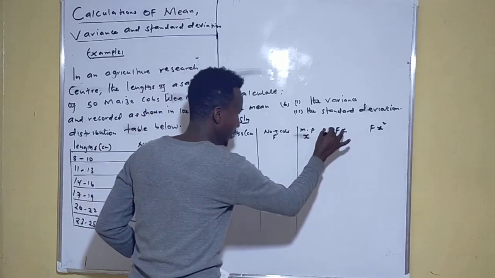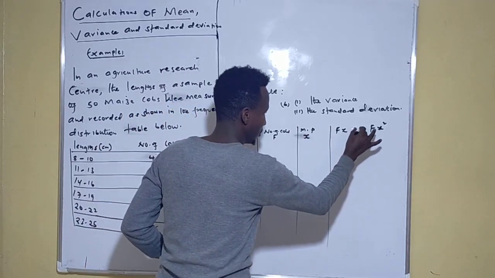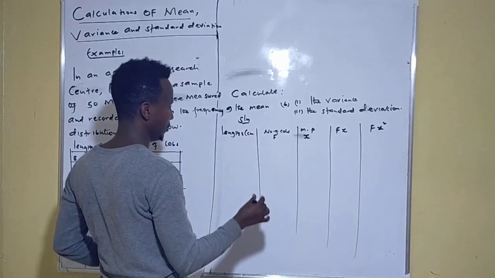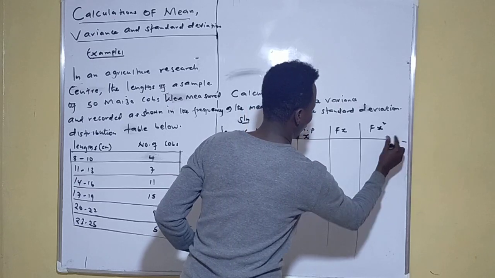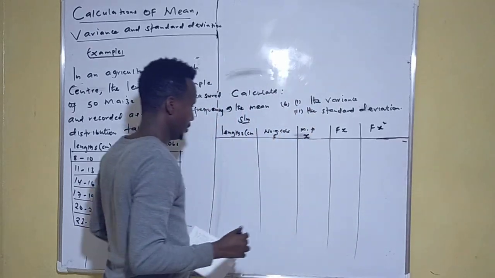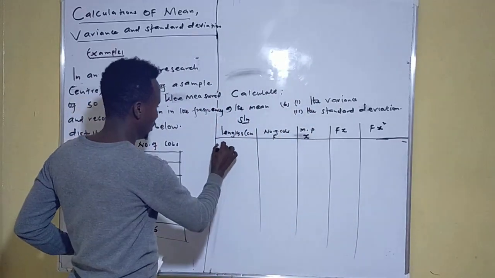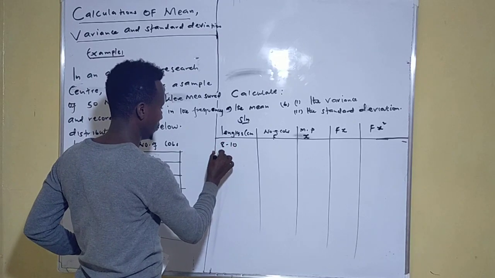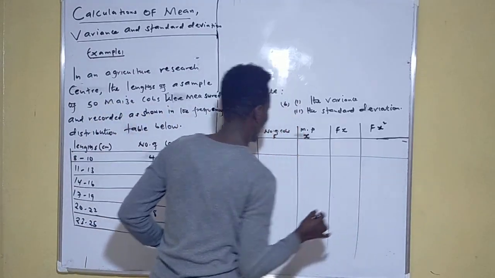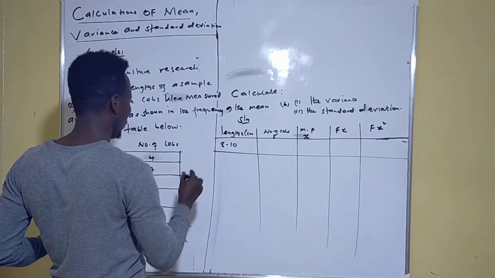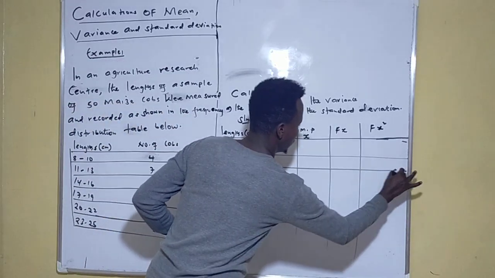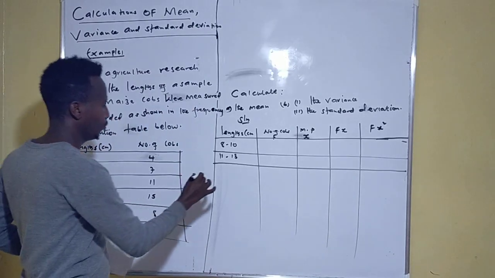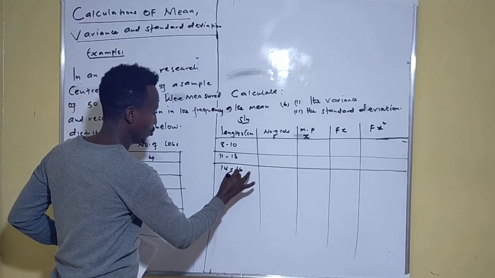This is how we are going to calculate things. To start with, we are going to write 8 to 10, then we have 11 to 13, then we have 14 to 16.